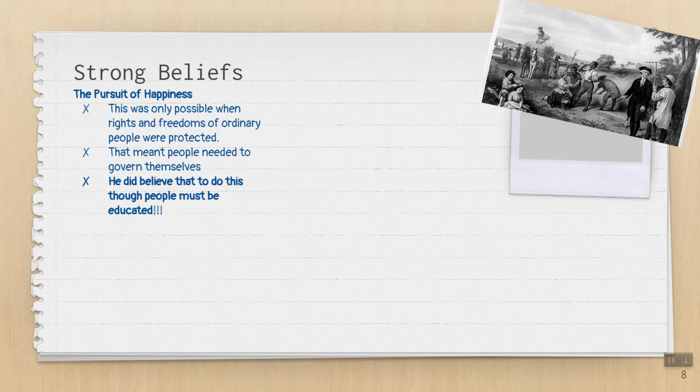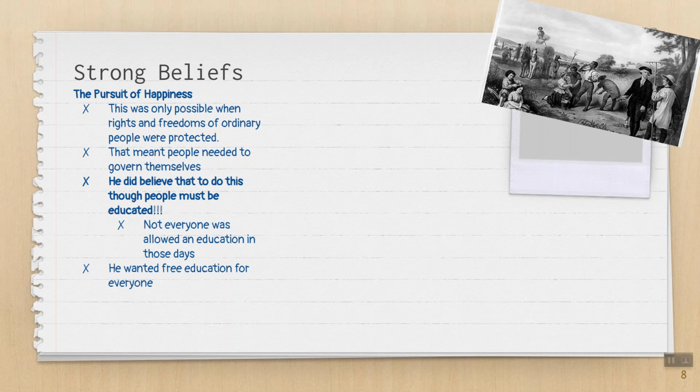He believed in education. He was a huge proponent of educated people. A lot of people back then couldn't read, and they didn't go to school. And he thought that education was the only way for people to know how to govern themselves. So he thought the only way that people could pursue happiness and govern themselves and have a strong government was if they were educated. And so he wanted free education for everyone.